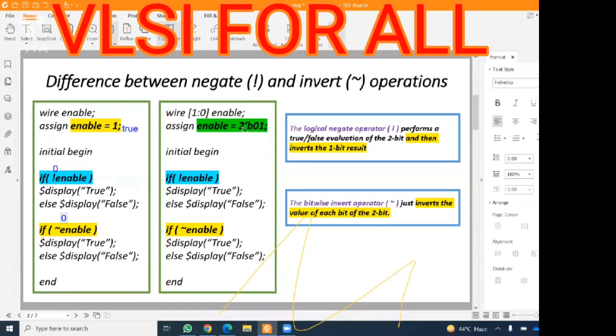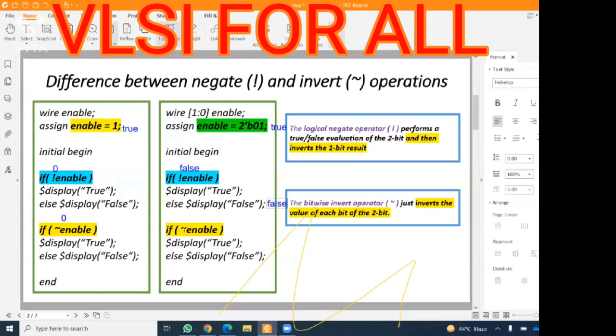But let's see when this is a multi-bit signal. So now enable is a 2-bit value. That is 0 and 1, right? So as I mentioned earlier, the negation operator deals as a logical one. So when this works as a logical, 0, 1 is actually a true value because this is a non-zero value and every non-zero value is treated as true. This is true, but the negation operator will change it into false, right? And again, because this is a false condition, we will jump into the else block, that is false. So in this case, we will get false.